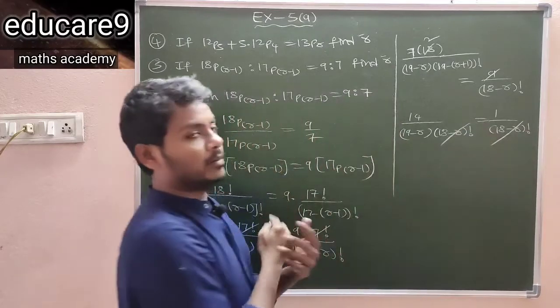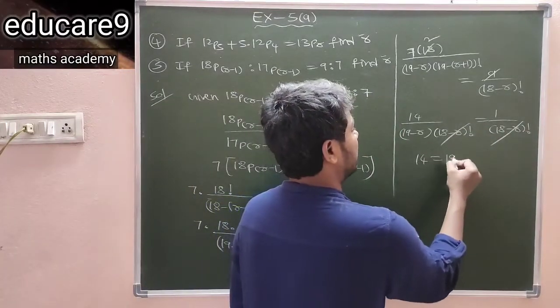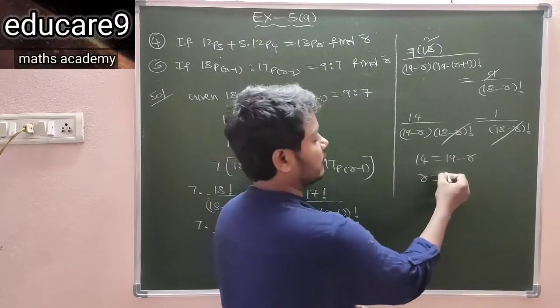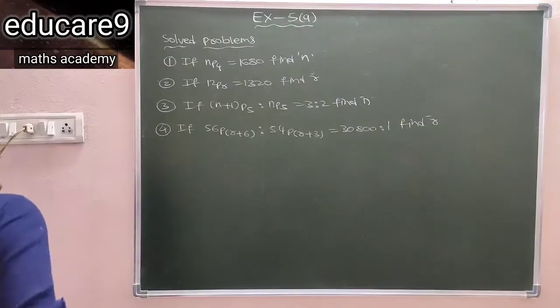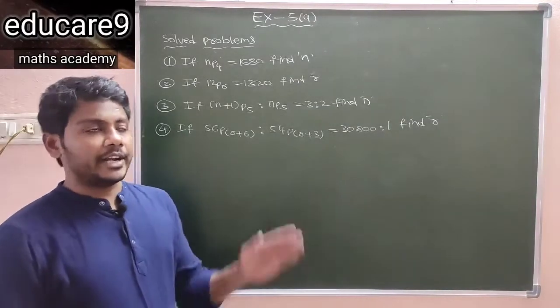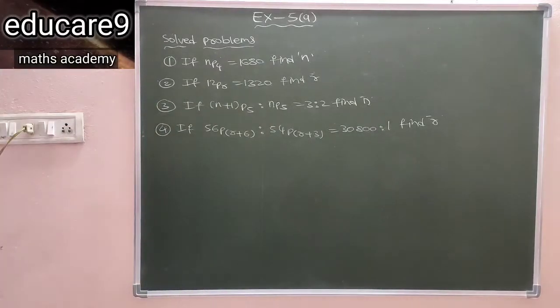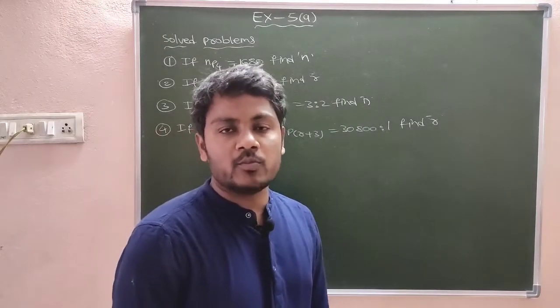So on both sides (18-r)! gets cancelled. So you get 14 equals 19 - r. So r is equal to 19 - 14. Fine. So this is the required answer. So try to solve these 4 questions. So for the next session I will discuss more problems.